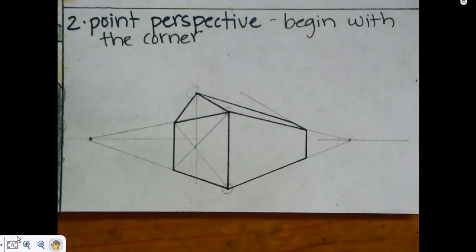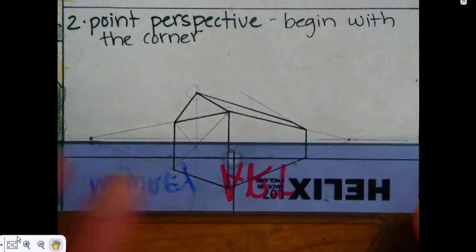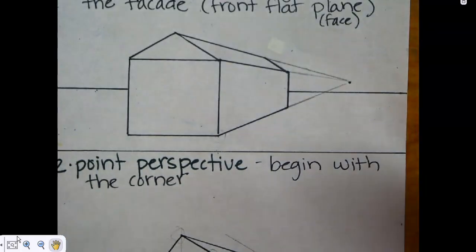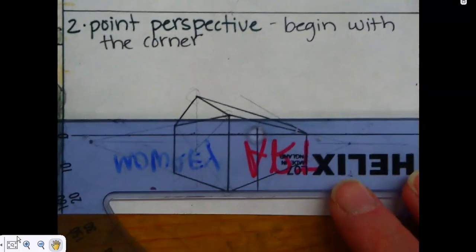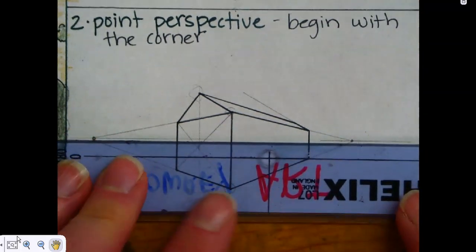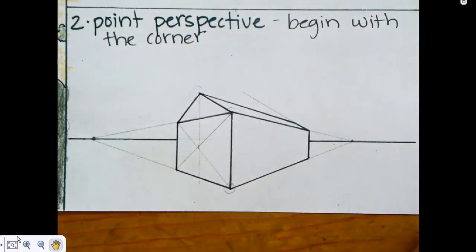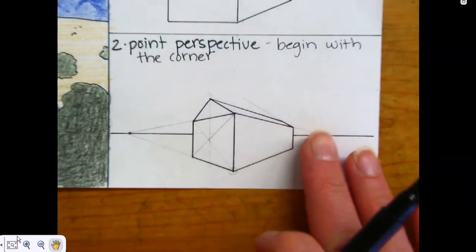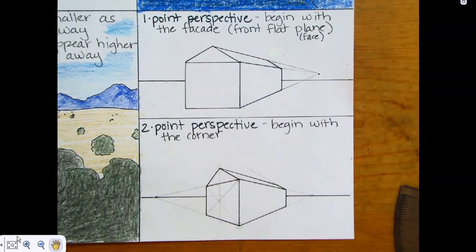All right, so once you are done with your building, so I was wrong on 1 point perspective. This vanishing point should be on the horizon line. So just make sure your horizon line and your vanishing points are on the same line. So if I zoom out, you can see the same building using two different versions of perspective.